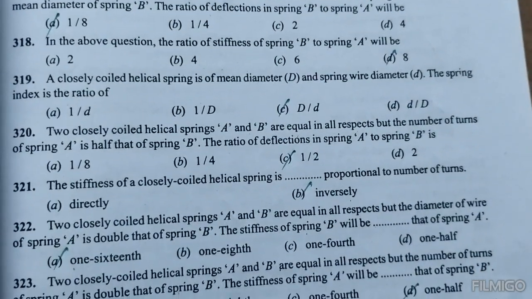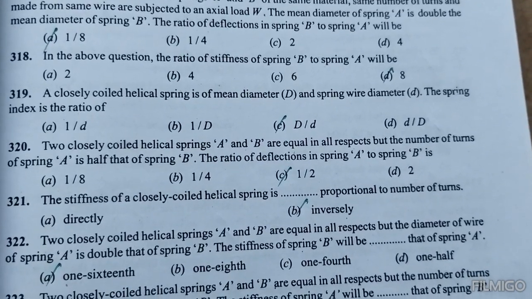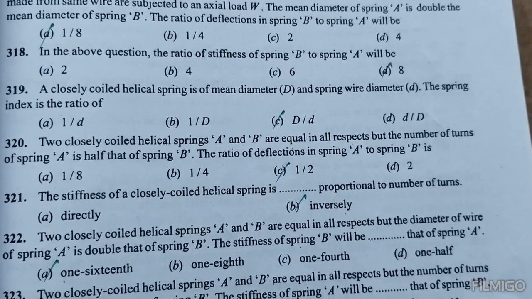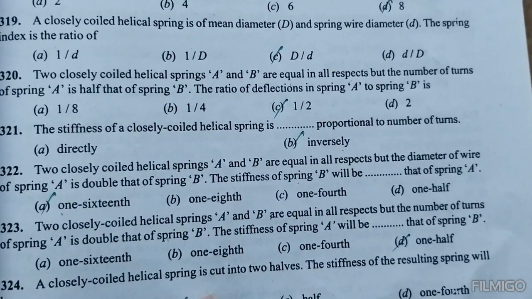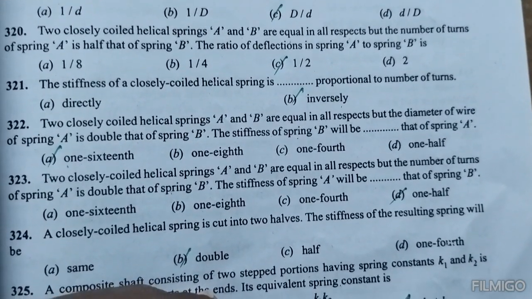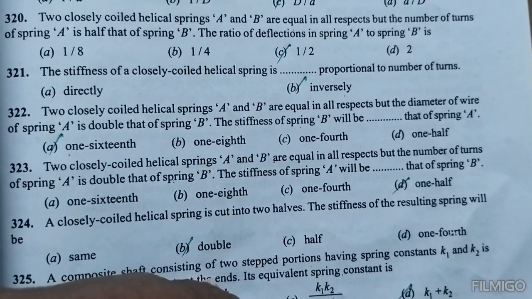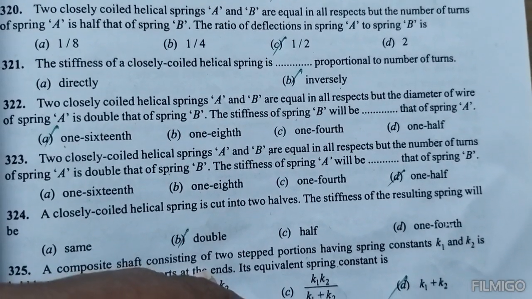For a closely coiled helical spring, the spring index is the ratio C equals D by d, mean diameter to wire diameter. Two closely coiled helical springs A and B are equal in all respects except the number of turns of spring A is double that of spring B. The ratio of deflection of spring A to spring B is 1 by 2. False. The stiffness of a closely coiled helical spring is inversely proportional to the number of turns. Two closely coiled helical springs A and B are equal in respect of wire diameter, whereas the mean diameter of spring A is double that of spring B. The stiffness of spring A will be 1/16 that of spring B.